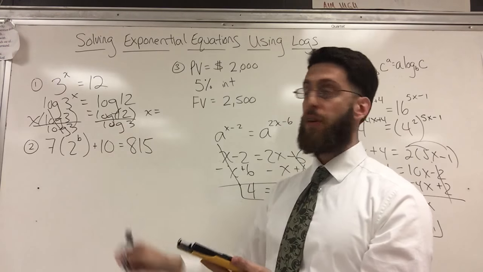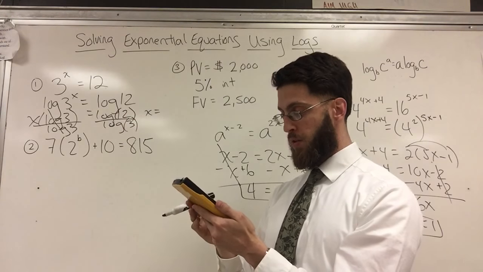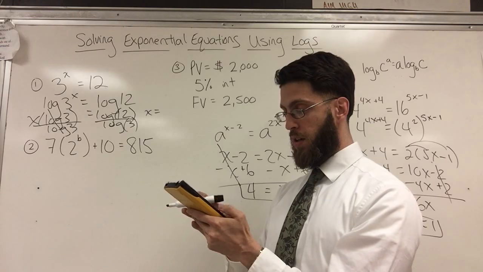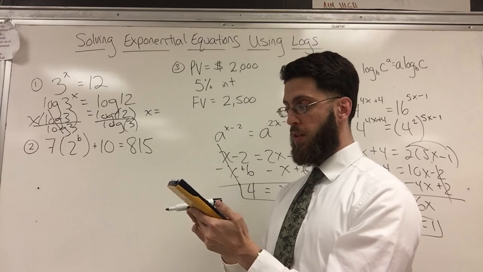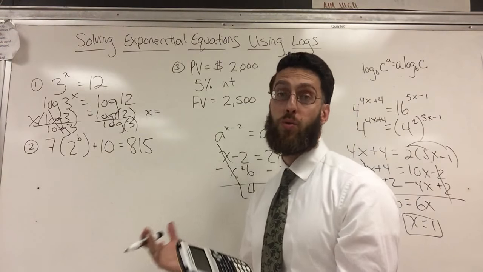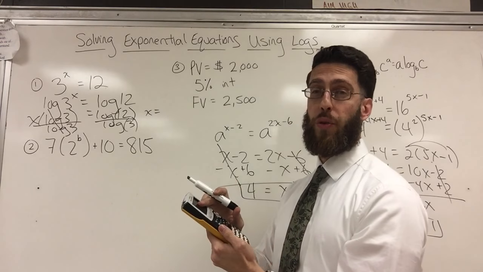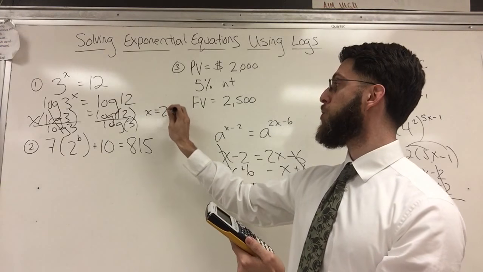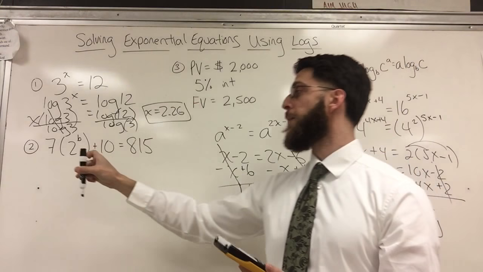And then, of course, divide by log 3. So let's go log 3, close parentheses, and you should get 2.26. I'm going to round to the nearest hundredth. So that's approximately 2.26.